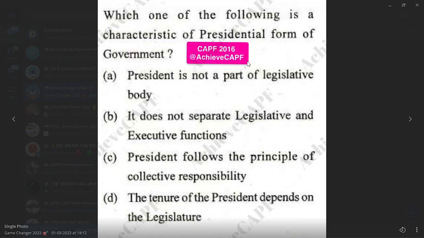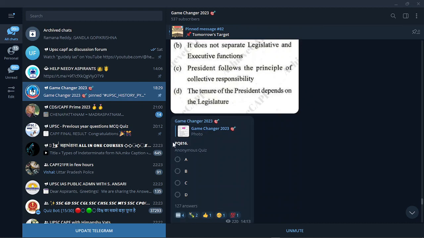Next, which of the following is a characteristic of presidential form of government? President is not a part of a legislative body. It does not separate legislative and executive functions. President follows the principle of collective responsibility. The tenure of president depends on legislature. President is not a part of a legislative body. Yeah, answer.